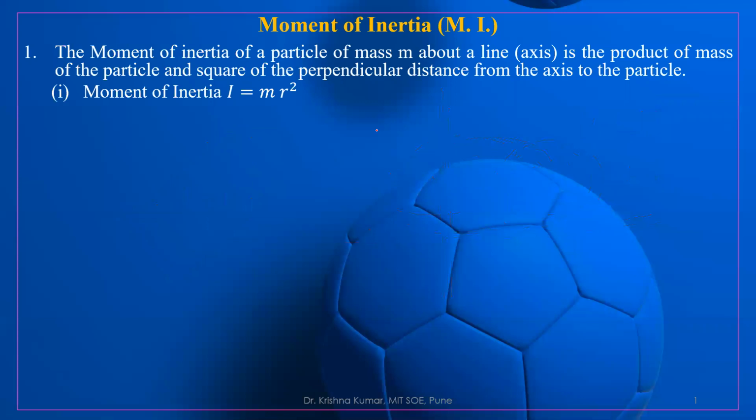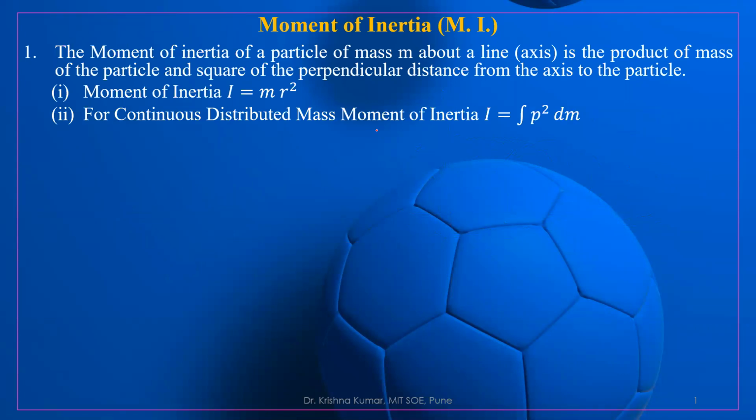First, the moment of inertia is I equal to m r square, where m is the mass of the body and r is the perpendicular distance from the body to the axis. For continuous distributed mass, we take the moment of inertia in the form of integration, since integration is used for continuous values. So I is equal to the integral of p square dm, where p is the perpendicular distance from the body to the axis, and dm is the mass element. The integral of dm is the total mass of the body.